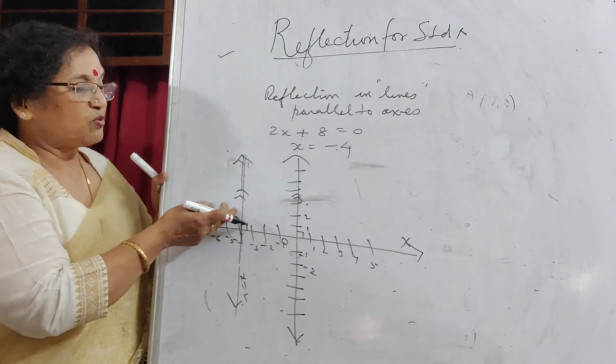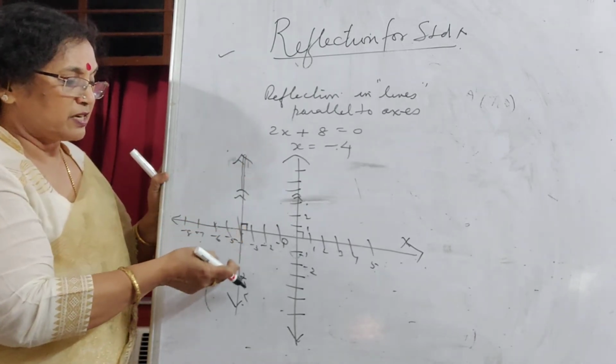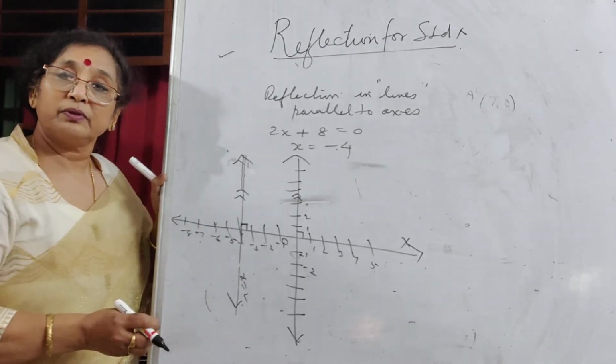So (2, 2) is here, (2, 4) is here, (2, 5) is here, (2, -1) is here, (2, -4) is here. So always the x is 2.